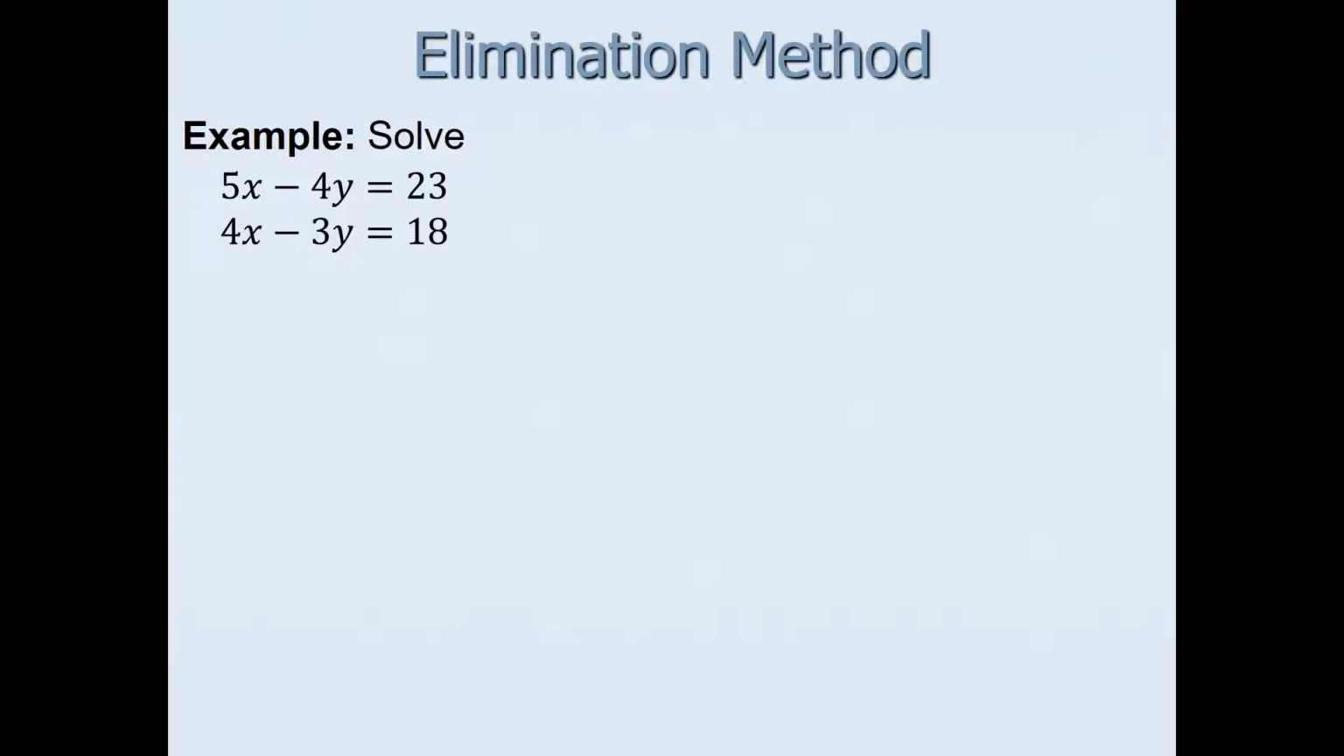So in this example it says solve 5x minus 4y is equal to 23 and 4x minus 3y is equal to 18. So we've got two equations and two unknowns. So equation 1 and equation 2.